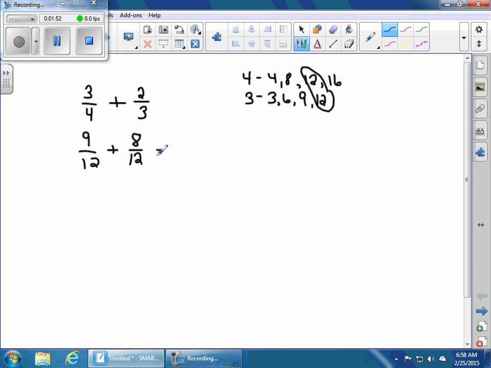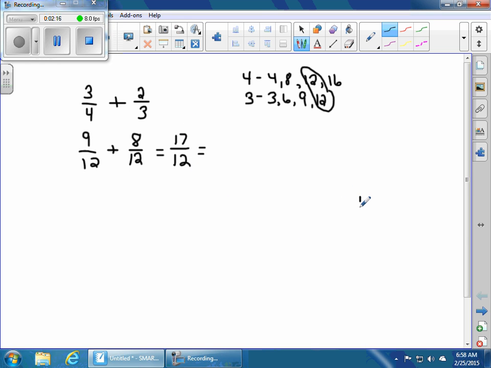And now I can add straight across. 9/12 plus 8/12 gives me 17/12. Now the answer 17/12 is fine, but if we want to make it a little easier to understand, if we want to simplify, we would turn 17/12 into a mixed number.